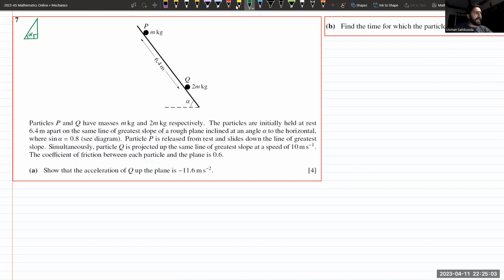Well, one can make a small triangle. Sin alpha is 0.8, which can be written as 8 over 10, which can be reduced as 4 by 5. That makes the hypotenuse 5 and the perpendicular 4, which makes the base 3. So one can say cos alpha is going to be 3 by 5, which becomes 0.6. So cos alpha is 0.6, while sin alpha is 0.8, making a small triangle that you would do in trigonometry.